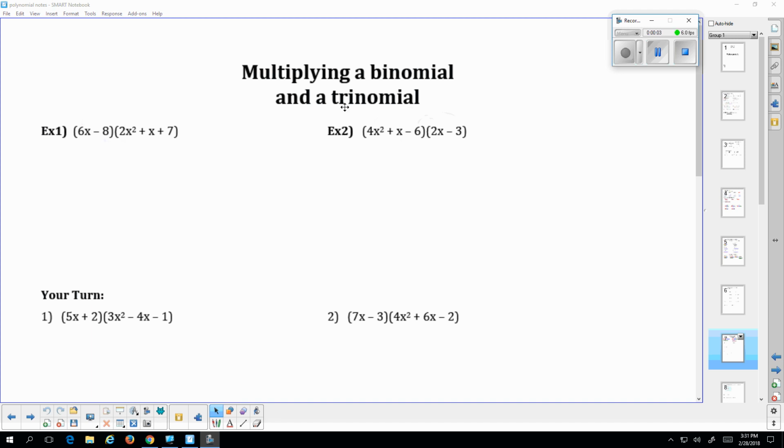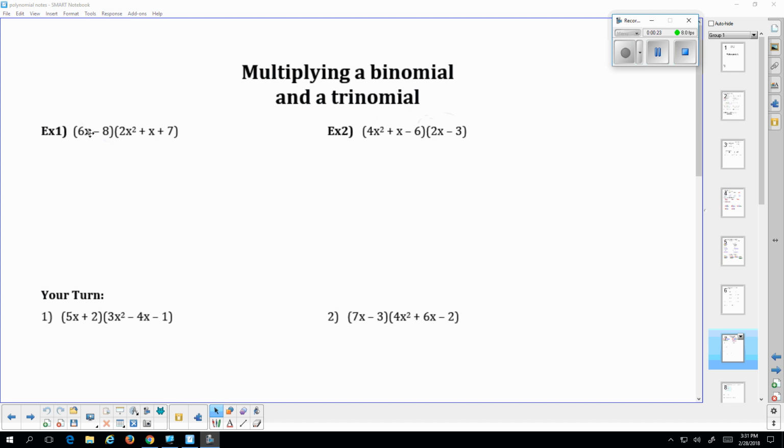Multiplying a binomial and a trinomial. So as you saw in the last section with multiplying a binomial by a binomial, we had to do double distribution, so we had to distribute everything in the first set of parentheses to everything in the second set of parentheses. We're going to do the same thing here with a binomial and a trinomial.